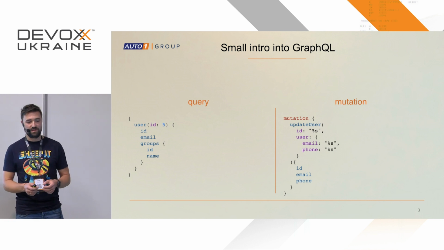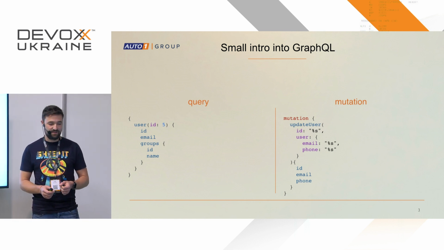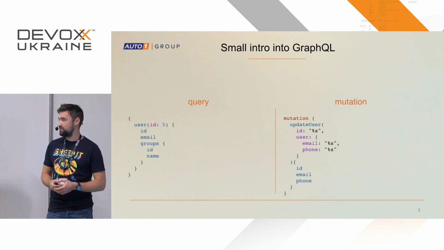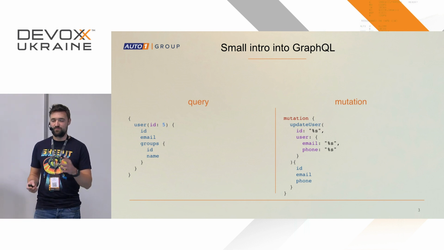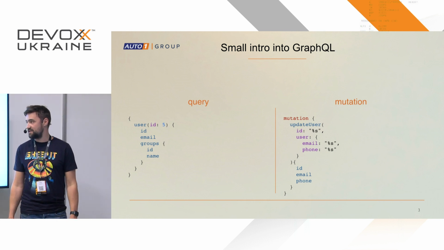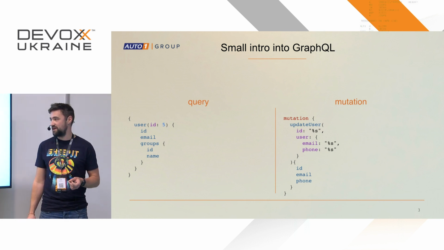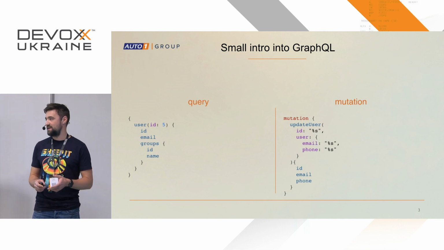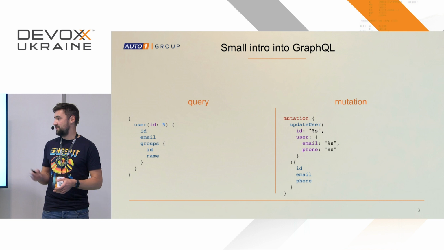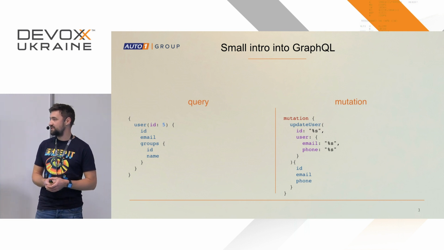GraphQL is a language which allows clients to build flexible queries and define what they would like to receive in the response. The two main operations which are used are query and mutation. Query to get the data, mutation to update or create. There is also subscription, but I skip it. The query here literally says, give me a user with ID which equals 5, and return in the response only the fields which I listed, like ID, email, groups, and in the groups, I want to see ID and name. And mutation is actually another operation type.